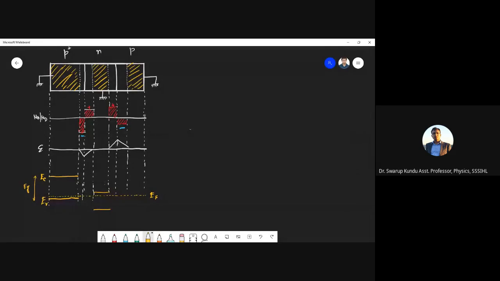So this is for the N region, and now for the other P side. For this other P side, where will be the Fermi level? The valence band. This side is a little bit lightly doped, so we'll draw this valence band a little bit away from the Fermi level. And then again we have the conduction band, right?